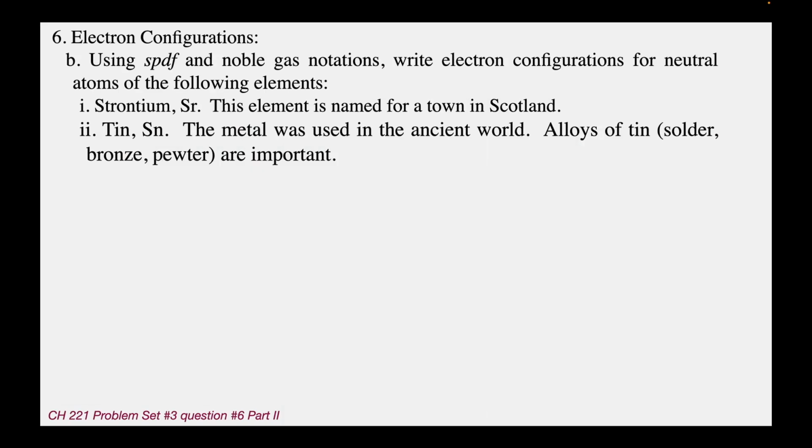In the second part of this problem, I would like you to use SPDF and noble gas notation to write the electron configurations for these two elements. And the first is strontium. Strontium's number 38 on the periodic table. Apparently strontium is named after a town in Scotland. Well, anyway, 38 is the total number of electrons in a neutral atom as well. So if you're going to write out the electron configuration, you'd go up to krypton, number 36, and then use the electrons past that. On the other hand, you could start directly with krypton and go from there.